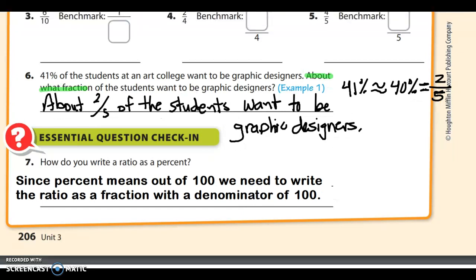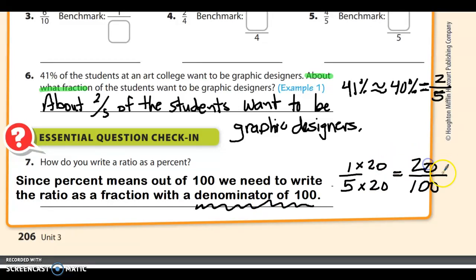If they give you a ratio of like 1 to 5, what we need is a denominator of 100, so we multiply by 20, and we get a denominator of 100, and then whatever our numerator is, that's the percent. 20/100 is 20%. So there's an example of what I just tried to say. My words are pretty clear, but if it doesn't make sense to you, the example might help you. Okay, great job. You're done with pages 205, 206.